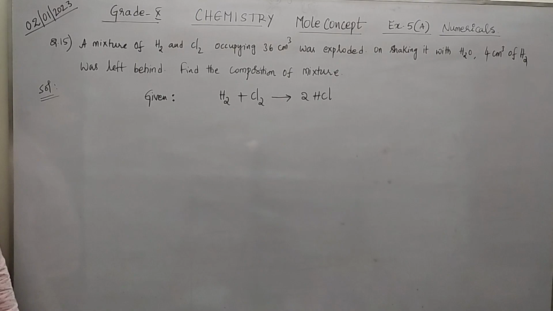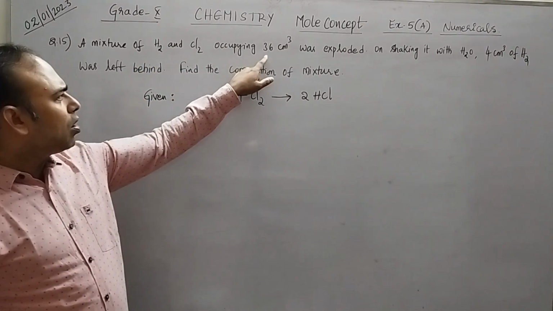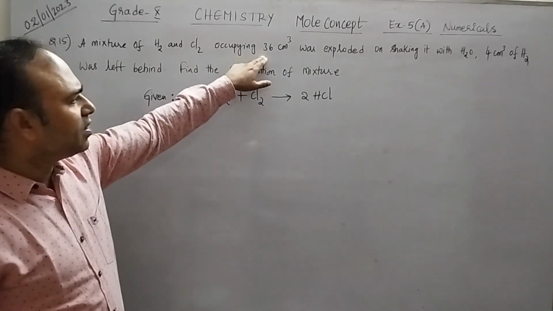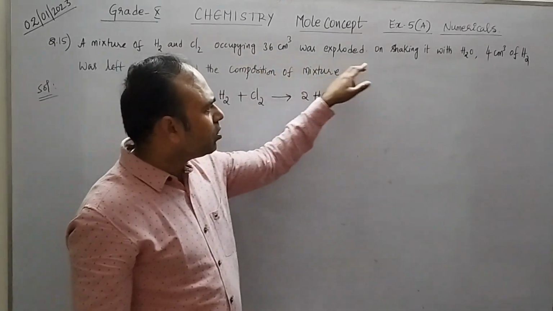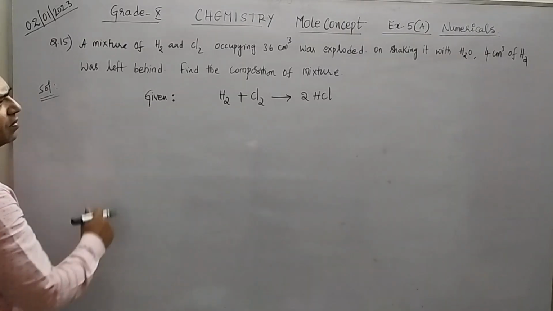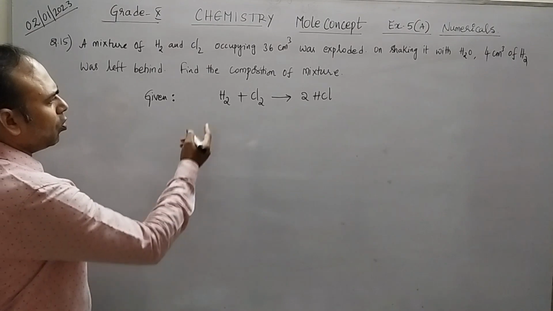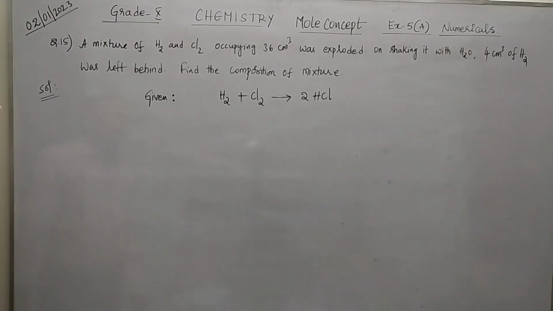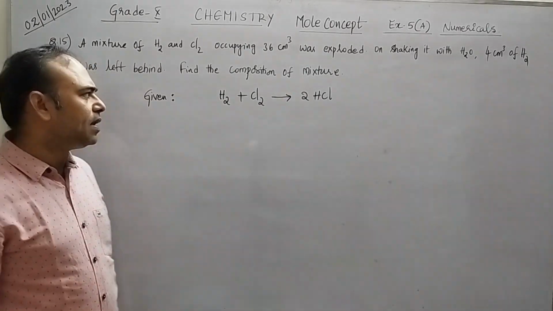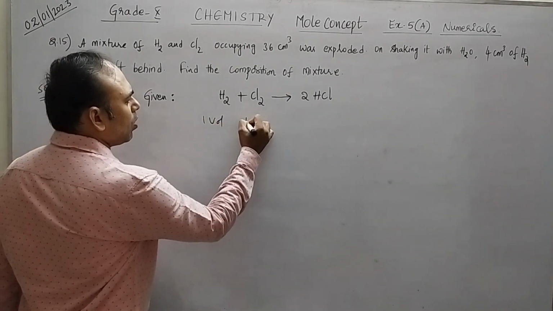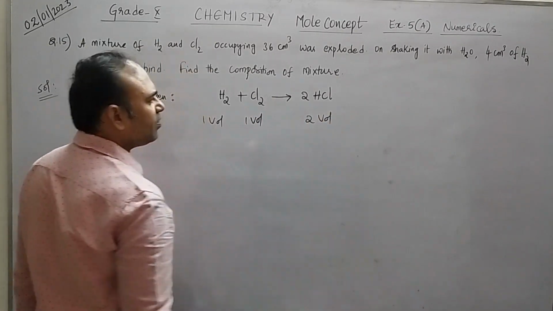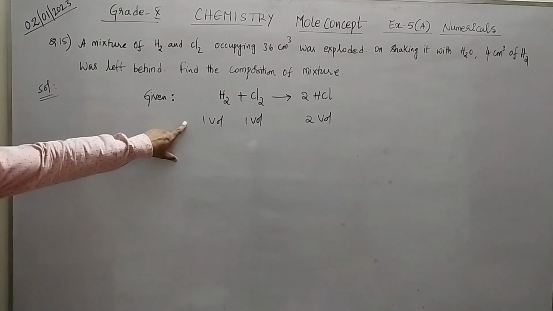Question number 15. A mixture of H2 and Cl2 occupying 36 centimeter cube was exploded. So the reaction is taken with 36 centimeter cube of reactants. On shaking it with water, 4 centimeter cube of H2 is left behind. That means it is unreacted. What is the composition of the mixture? In this we have a balanced equation, H2 plus Cl2 gives 2HCl. We can write like this: 1 volume of H2 combines with 1 volume of Cl2 and forms 2 volumes of HCl gas. Hope you have understood this.